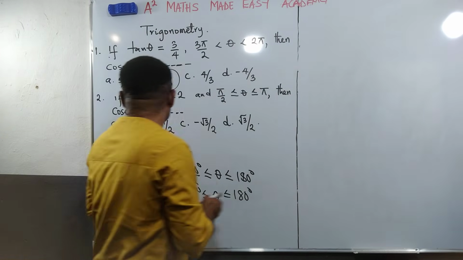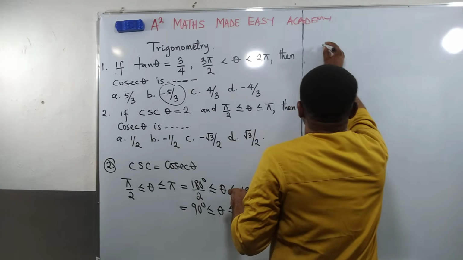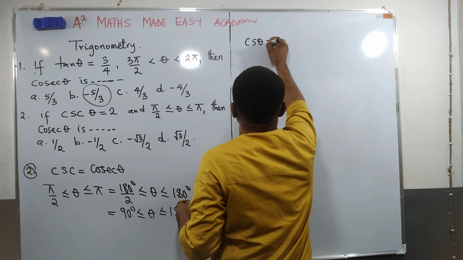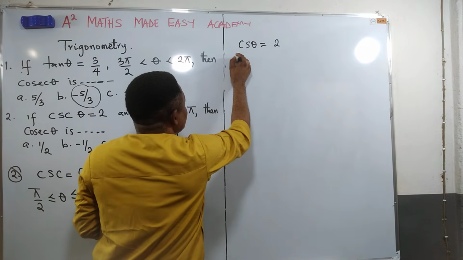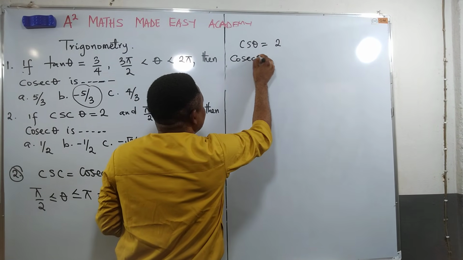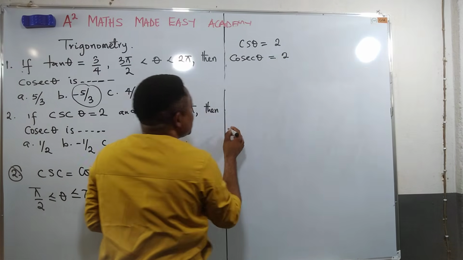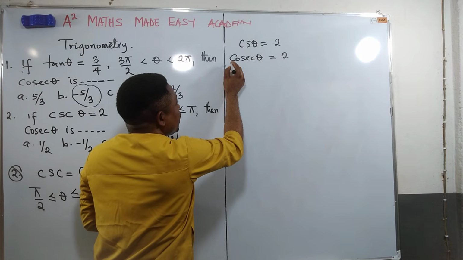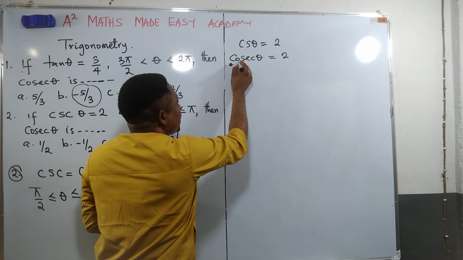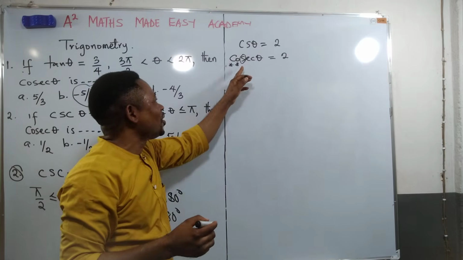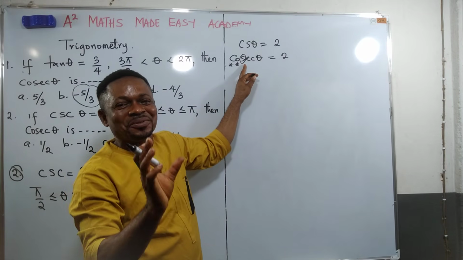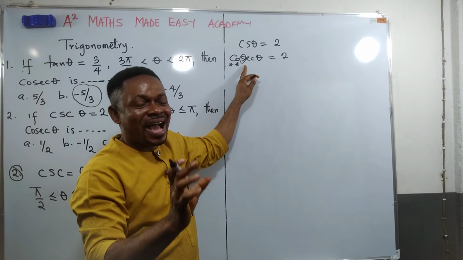Then let me draw your mindset again. Now what is the question? The question says that CSC theta is equal to 2. So you know that the word CSC means cosec theta. We can say it is 2. Now what is the inverse of cosec? Neglect the first letter, neglect the second letter, and take the third letter, which is S. S means sine theta.